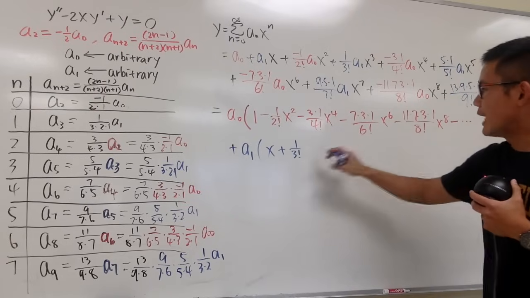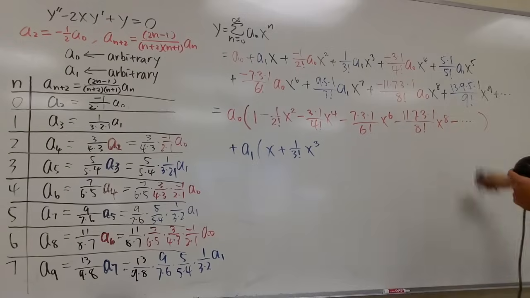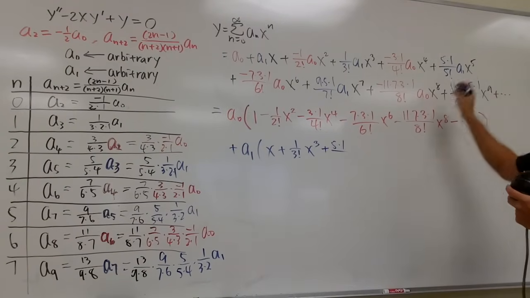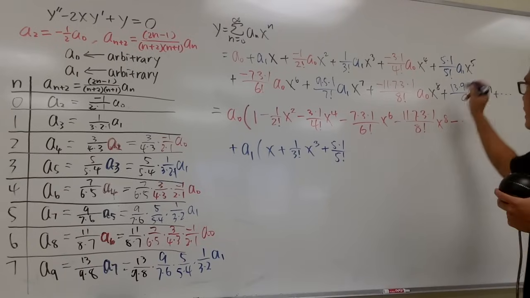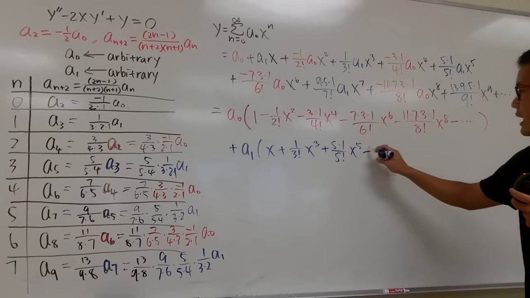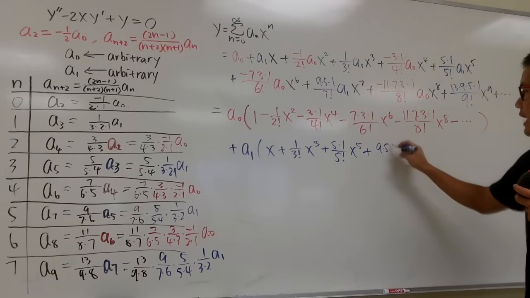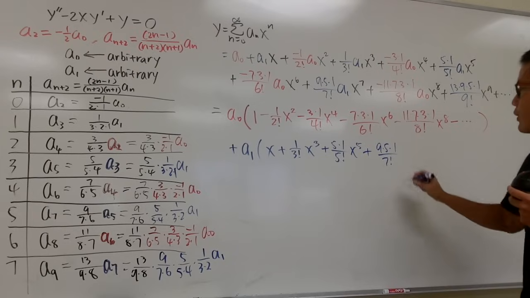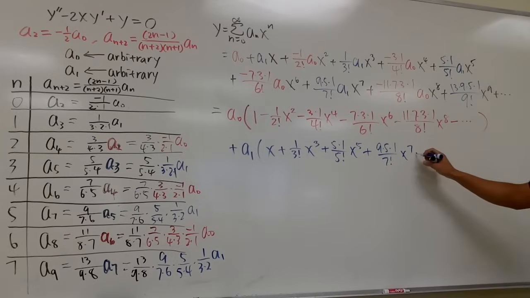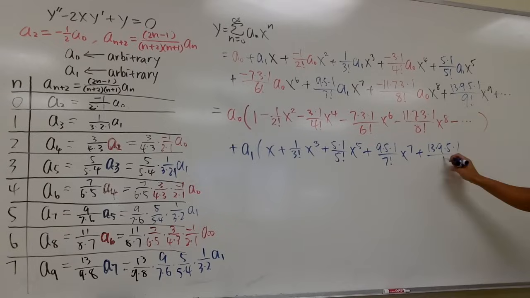A1 is out already, so we have just the x to the 3rd power. And next, let me just put down plus 5 times 1, and then on the bottom is 5 factorial. And then this is the x to the 5th term. And we have this right here, plus 9, 5, 1 over 7 factorial, and then x to the 7th, and then one more, plus 13, 9, 5, 1 over 9 factorial, x to the 9th power, and this keeps on adding forever.